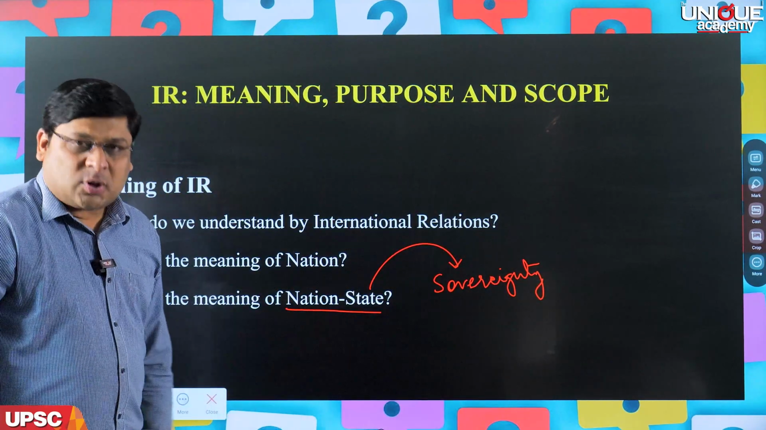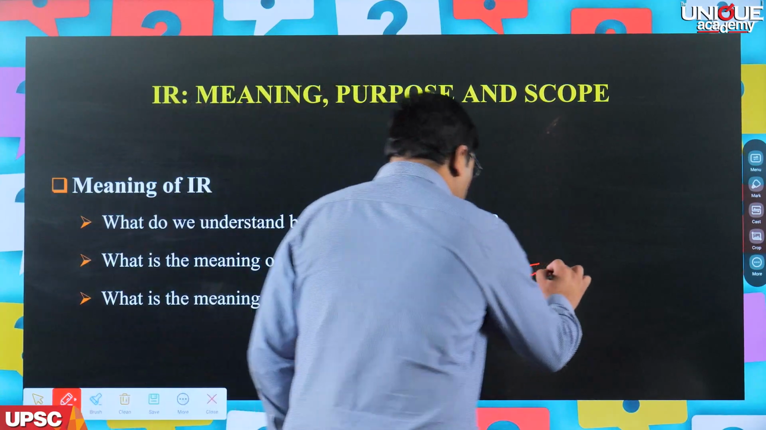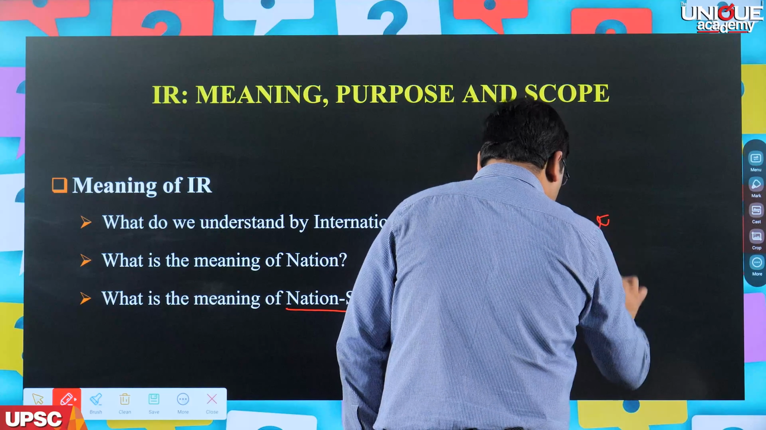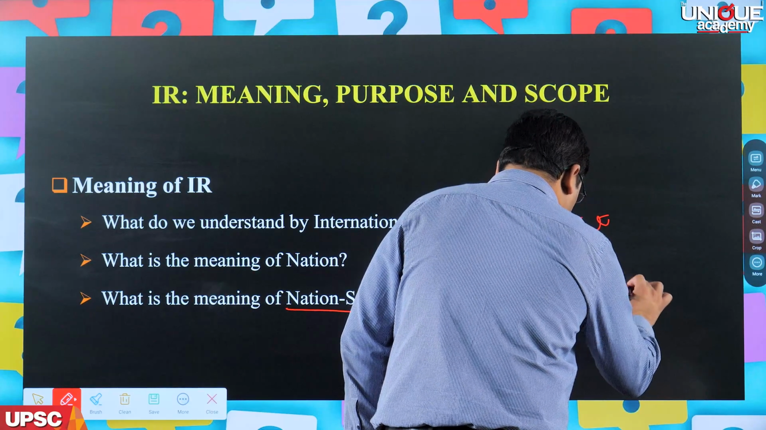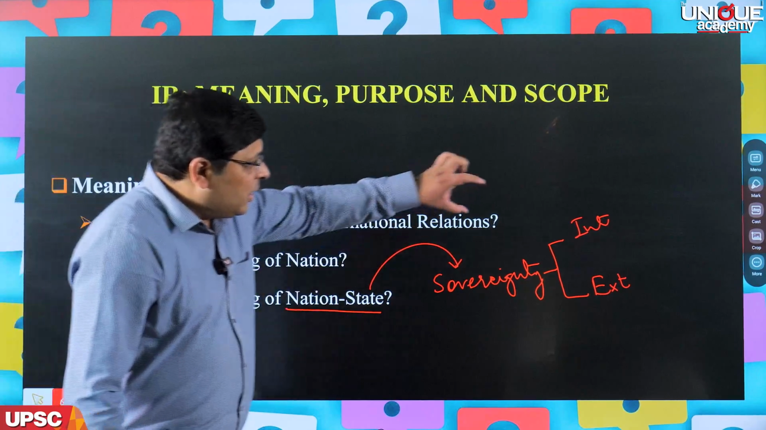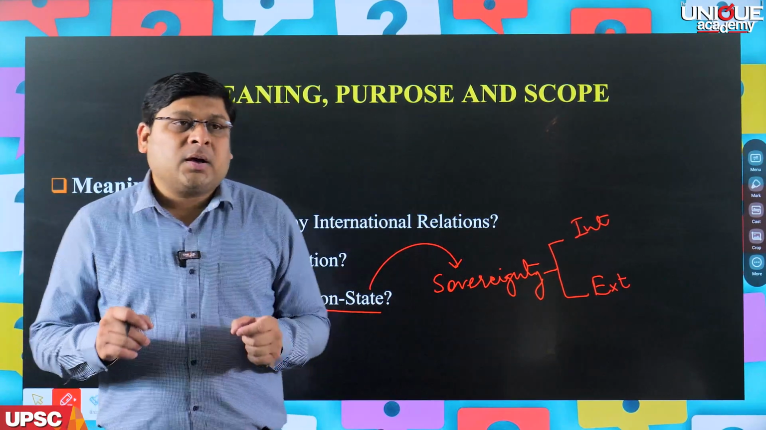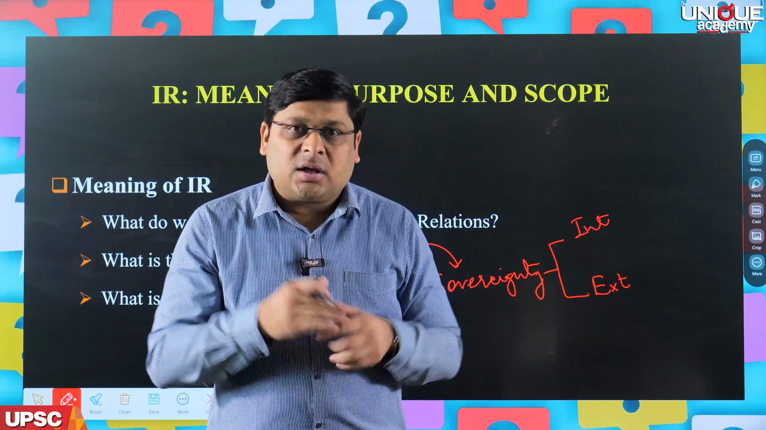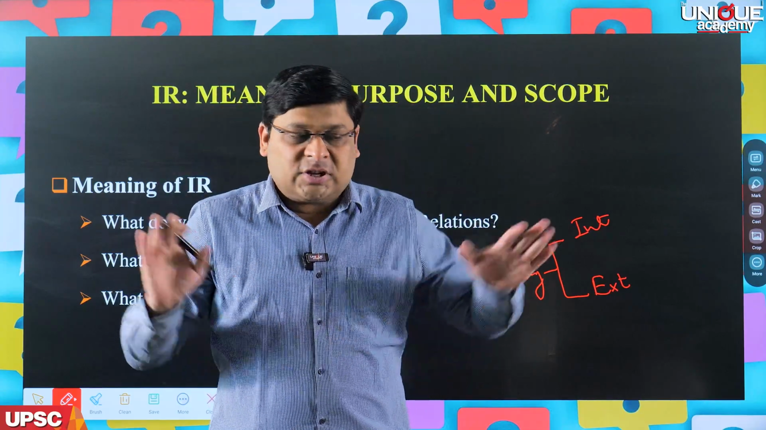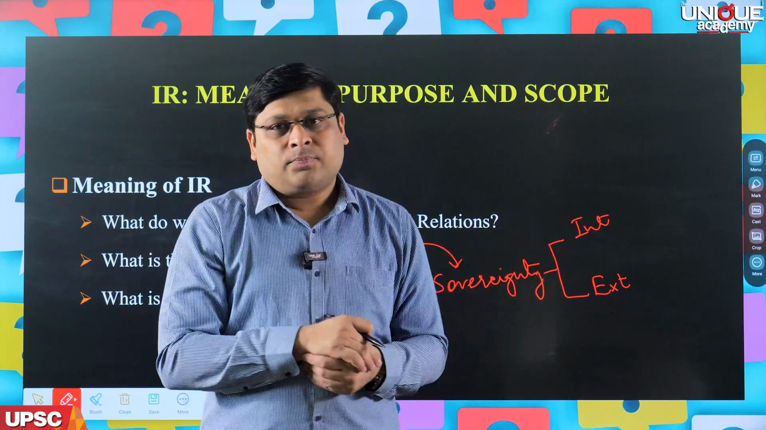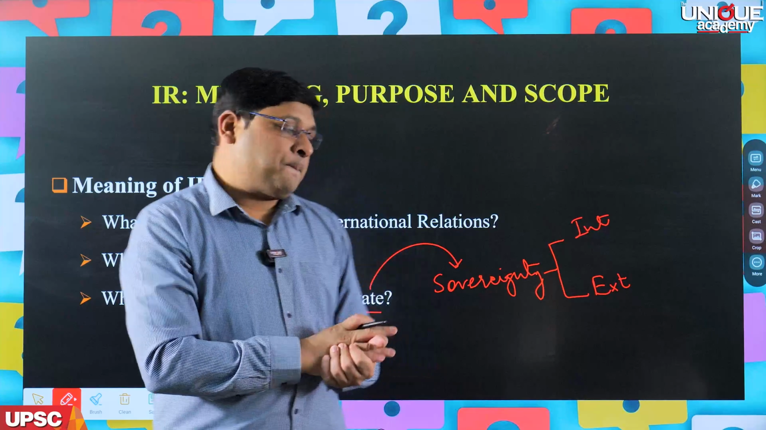The concept of sovereignty has two dimensions: internal sovereignty and external sovereignty. What do we mean by this? Internal sovereignty means that in the defined territory, the state is the highest authority. There is no other authority dictating terms to the state. That is called internal sovereignty.